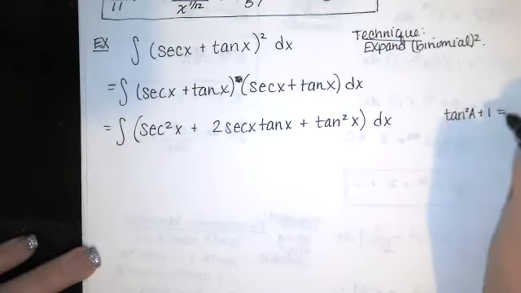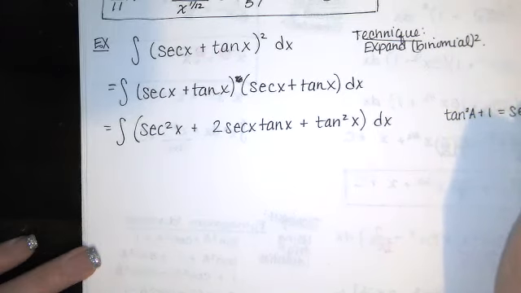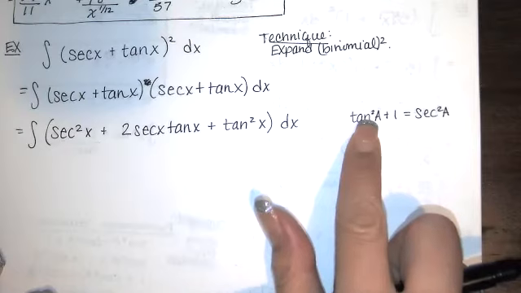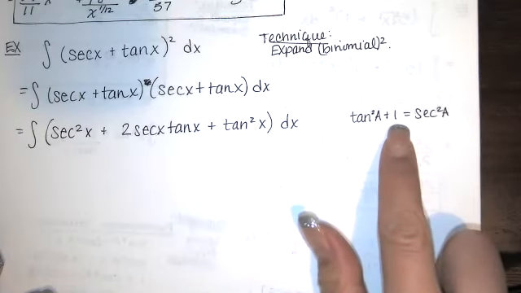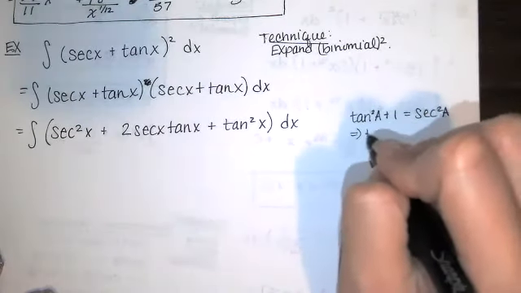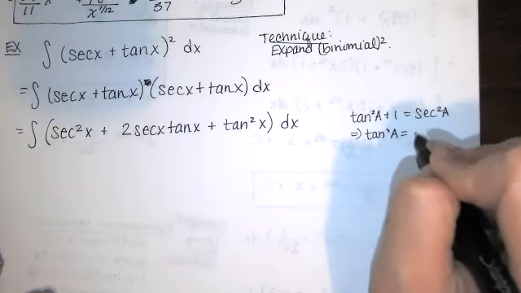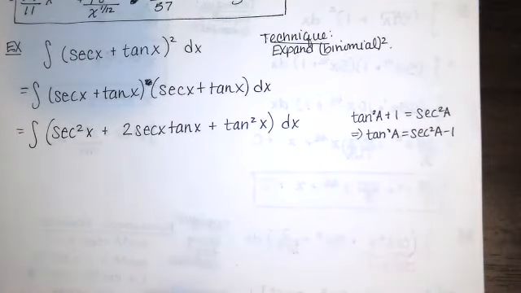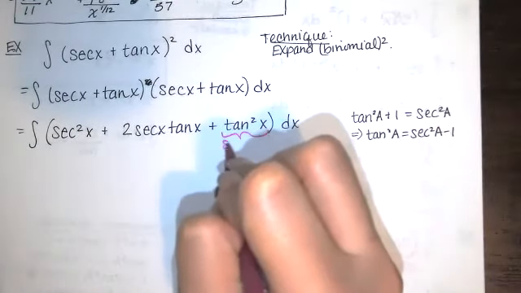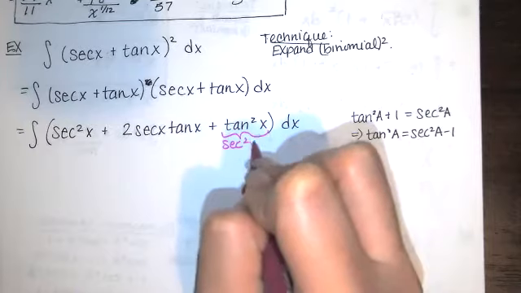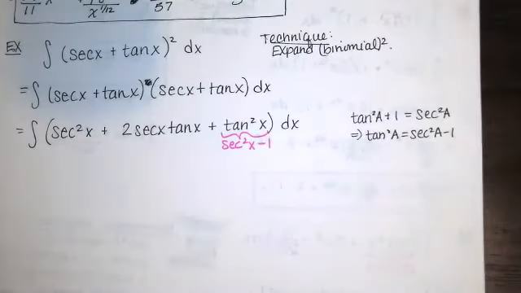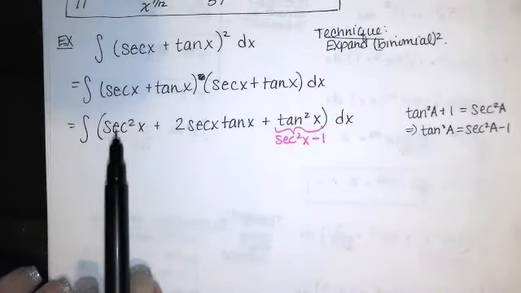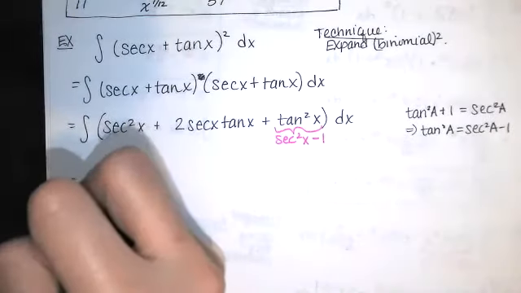Tangent squared of an angle plus 1 is equal to secant squared of the same angle. And while I don't have a rule for tangent squared, I do have a rule for secant squared and a 1. So I can solve this for tangent squared by subtracting 1 from both sides. And then I can just make a substitution, make a replacement. This is the same as secant squared of the angle, which happens to be x, minus 1. So now this can be rewritten as secant squared plus secant squared, so that's 2 secant squared.